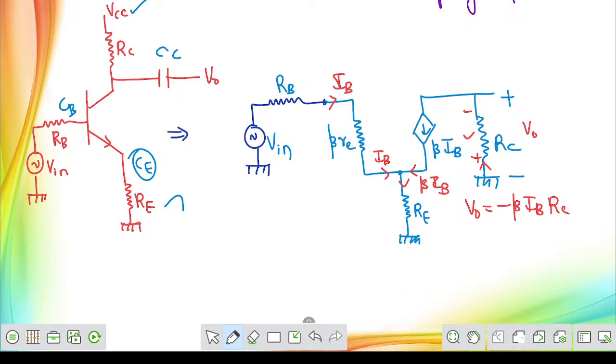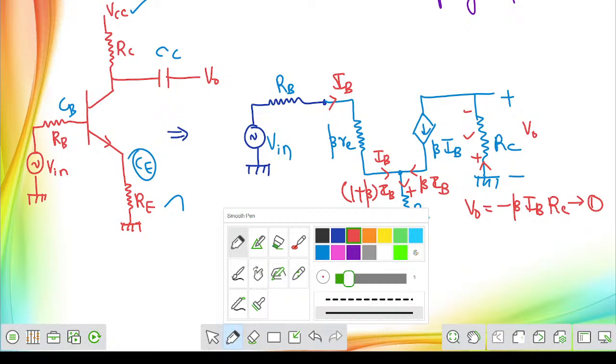If you are adding this, we know emitter current can be written as 1 plus beta times of base current IB. Yes, current entering point plus, leaving point is minus. You can explore the voltage drop now. We know the output voltage expression already. Now I will teach you how to draw on the input side.